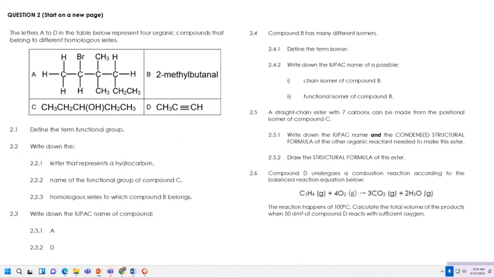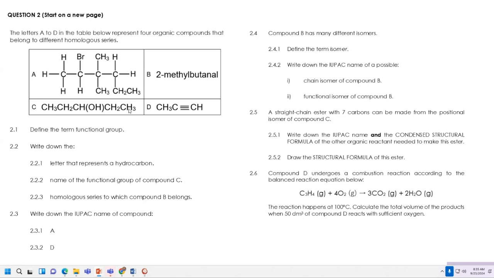Now we move on, Grade 12s. We are now at question 2.5. Wow, look how many marks we've scored. Question 2.5 says, a straight chain ester with seven carbons, right? Seven carbons, wow. Can be made from the positional isomer of compound C. All right, now let's look at compound C. Compound C has got 1, 2, 3, 4, 5. Okay, so that is already pentanol. Can you see that? That's five of them there.